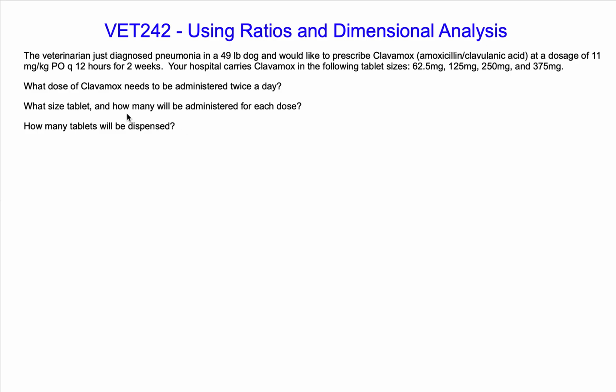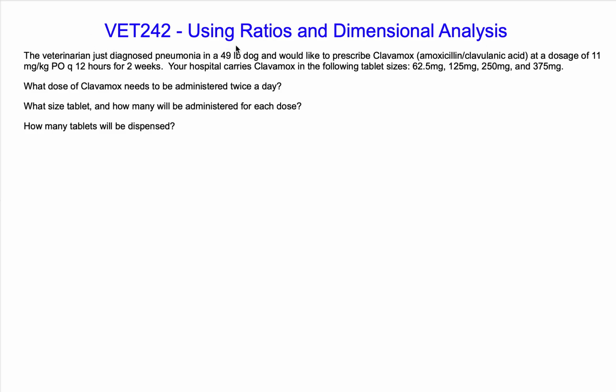So the questions we need to answer: what dose of Clavamox needs to be administered twice a day? What size tablet are we going to use for each of those doses? And knowing that we have to administer this for 2 weeks, how many tablets total are we going to go ahead and put in the vial?